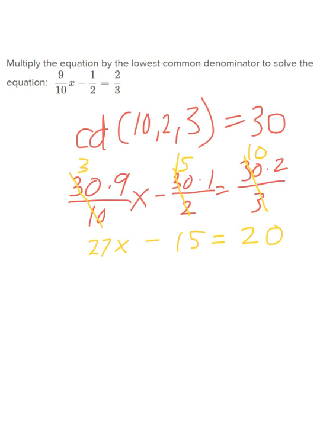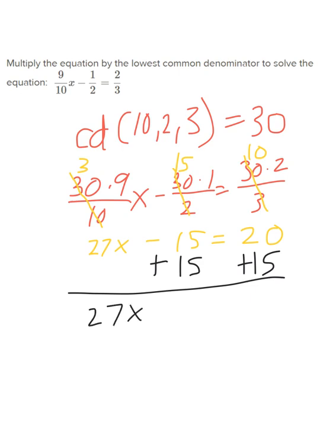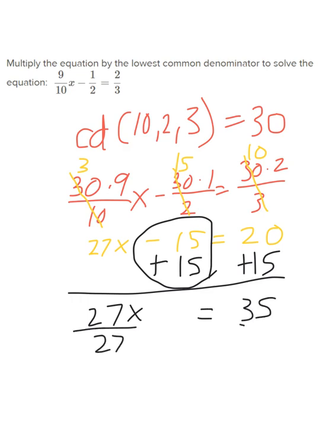Okay, so the opposite of subtracting 15 is to add 15. So we get 27x. This much here is equal to 0. Equals 35. Divide both sides by 27. And you get x equals 35 over 27. That's it.